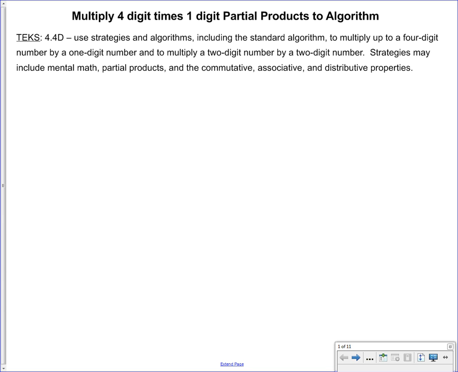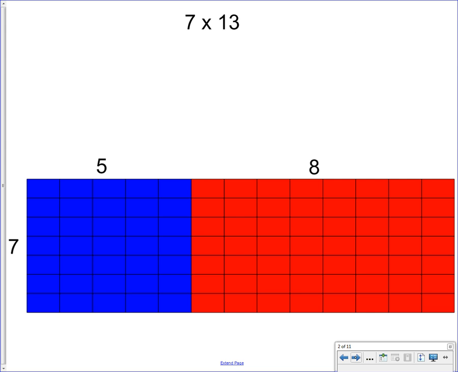Okay, this video is going to be over multiplying a 4-digit number times a 1-digit number using the partial product algorithm. So here are the TEKs, and you can pause the video and read them over if you'd like. So let's start with the problem.